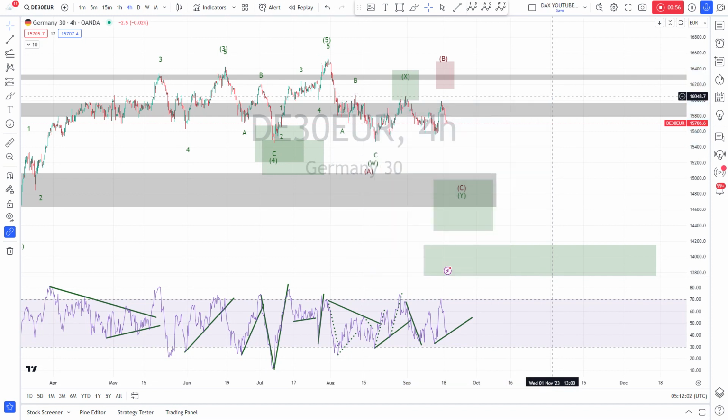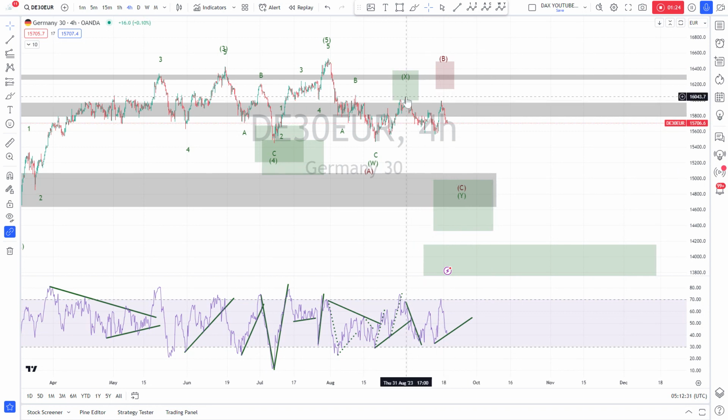Now, there is an alternative scenario here in the 4-hour. Assume that we take out this high here, and we come quite close to this high, for instance. Then I would call for a flat. Then we have a wave A in 3, 1, 2, 3. Then a corrective structure as a wave B. Then 5 waves down as a wave C.